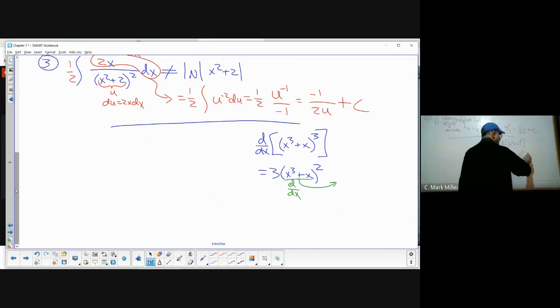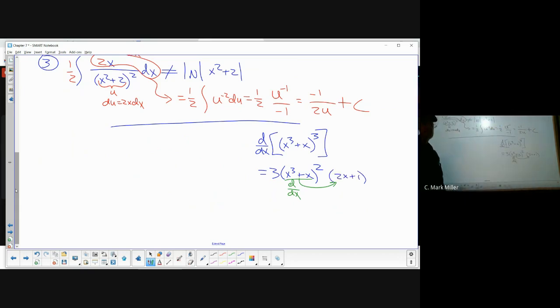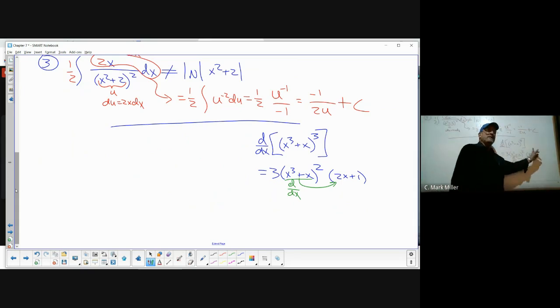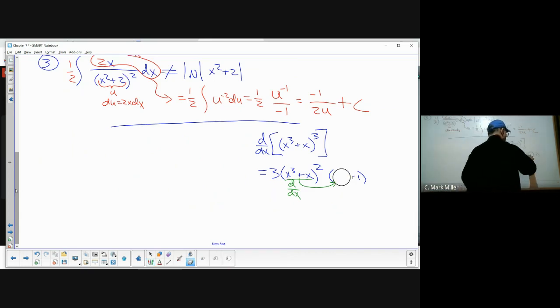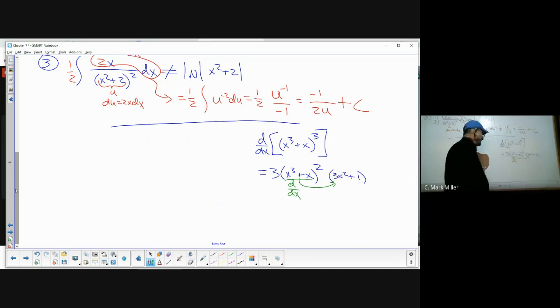And the derivative of that is 2x plus 1. So when you differentiate, the derivative of the inside pops out. It's 3x squared. Oh, what am I doing? Yeah, what am I doing? The derivative of the inside comes out.